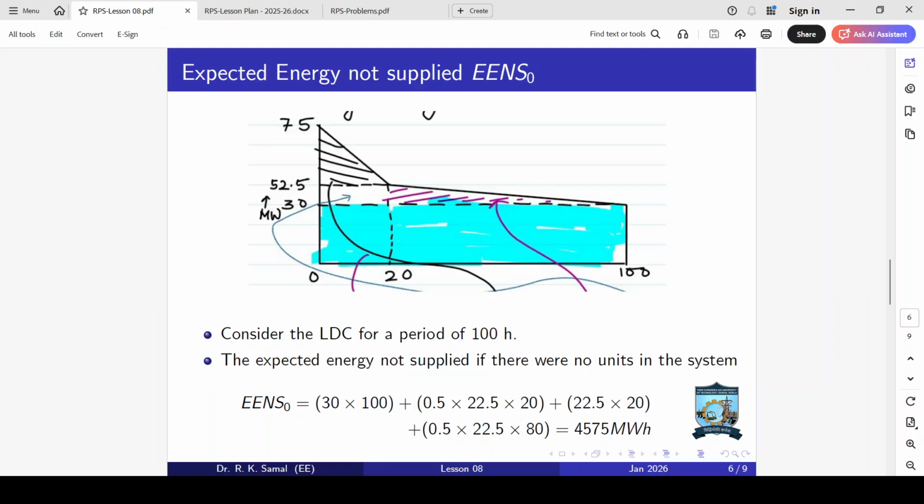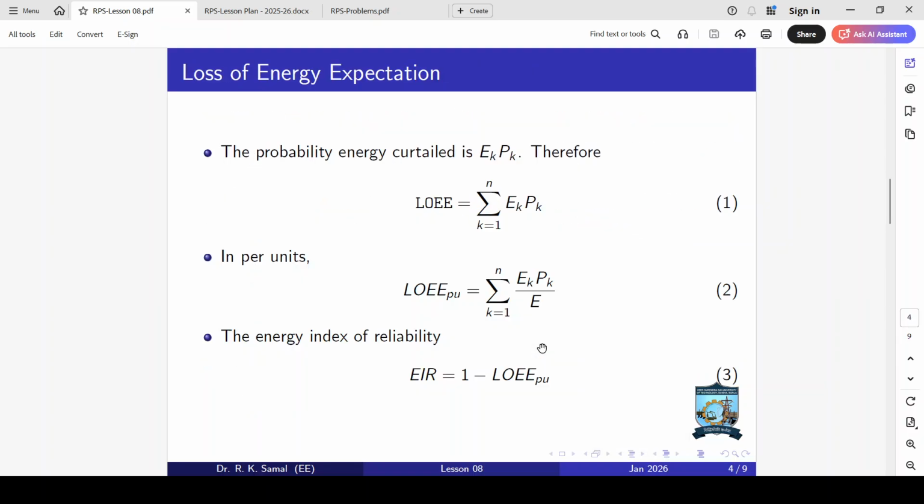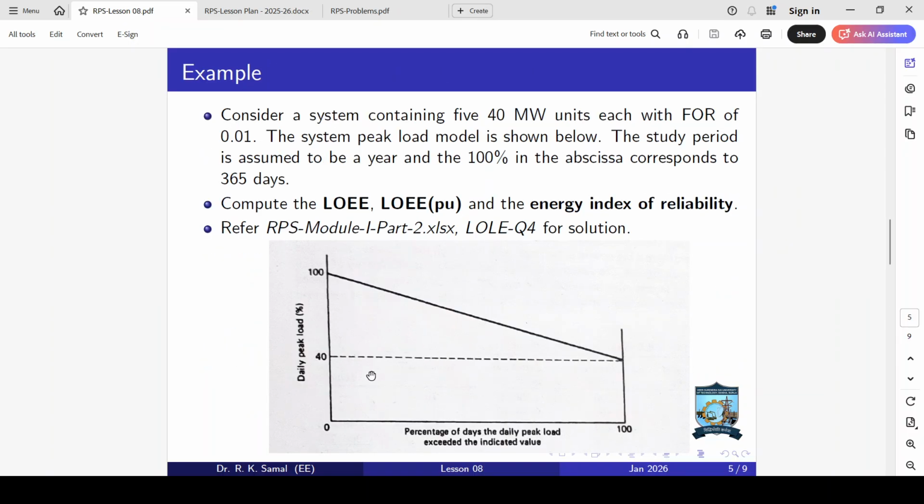Okay, we'll see here. We'll go to the Excel sheet, okay, and we'll go to this particular curve, okay, this particular curve. Now what is the expected energy not supplied for a particular duration? What is the total area? The total area is, as we have seen, the total area is 160. Okay, 160. Here 100%, see it is 0%, 40%, 100% in the y-axis.